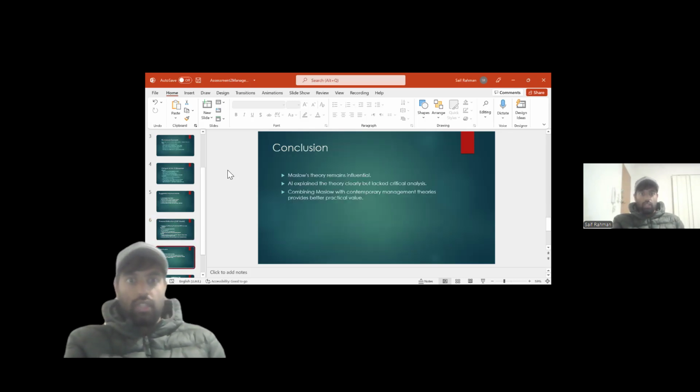My conclusion is that Maslow's theory remains influential. It is very logical. It is very appealing to common sense. And this has been explained by the AI in great detail. But the AI generated response needs to have critical analysis, and Maslow's hierarchy theory needs to be compared and contrasted with contemporary management theories and specific social and cultural environments for better practical value.